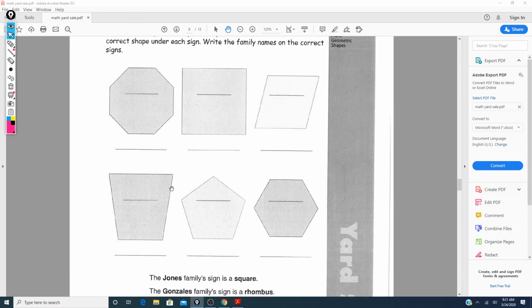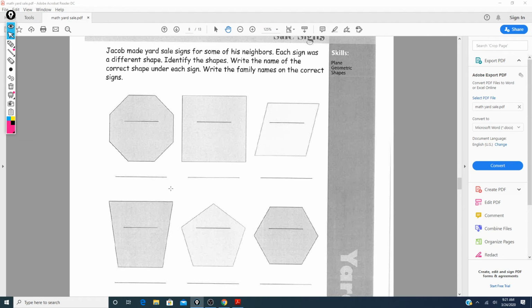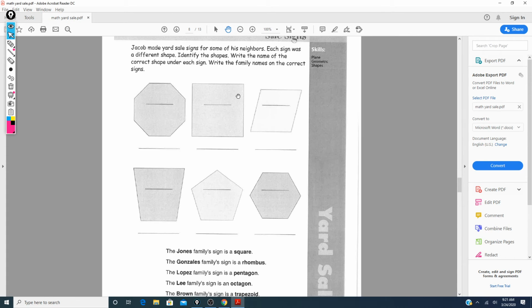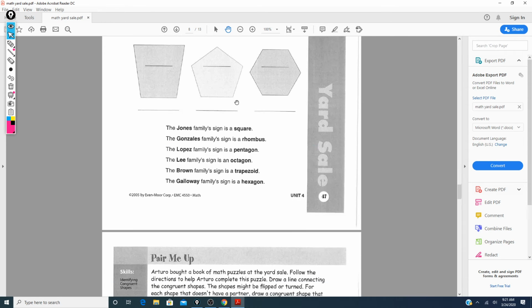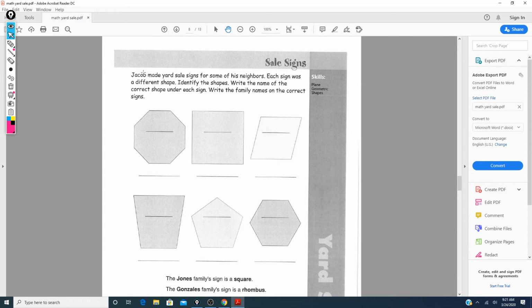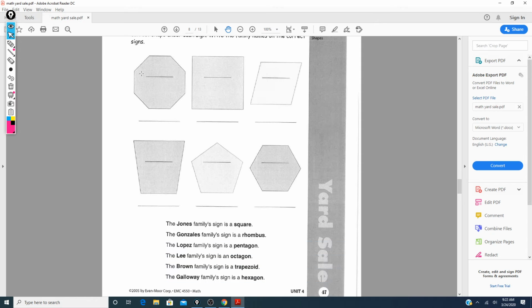So, let me zoom out a little bit. In that same packet, it says there's yard sale signs. This is page 47 of that yard sale packet. Jacob made yard sale signs for some of his neighbors. Each sign was a different shape. It says to identify the shapes. Write the name of the correct shape under each sign. Write the family names on the correct signs.